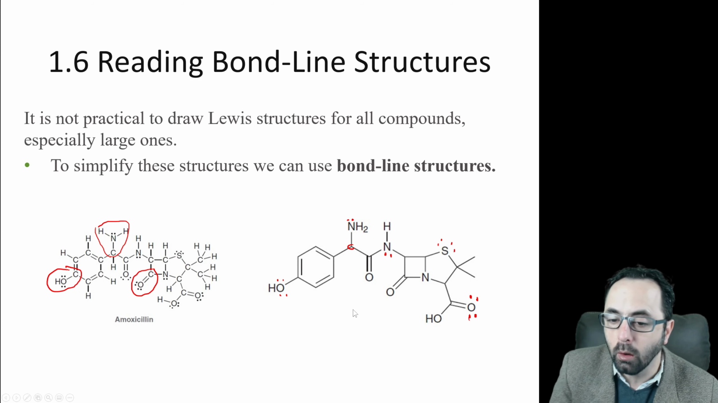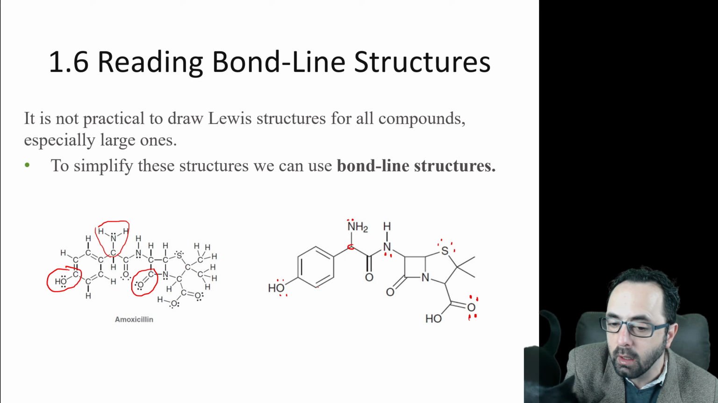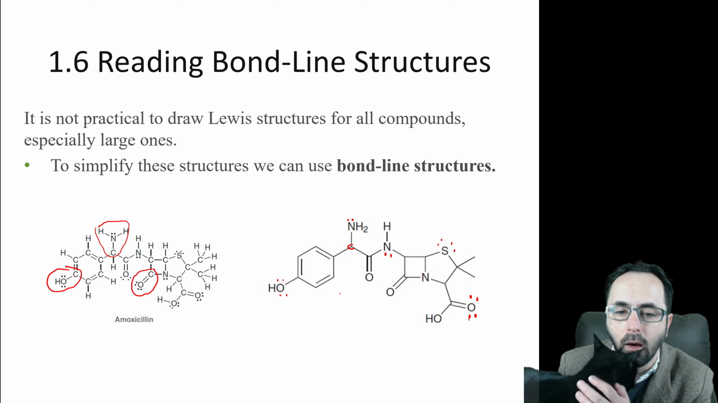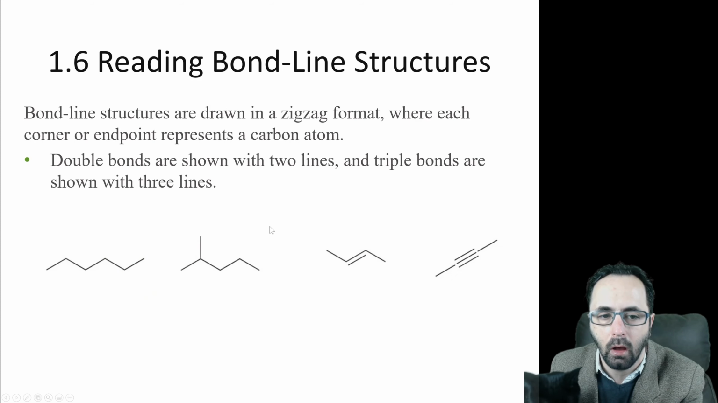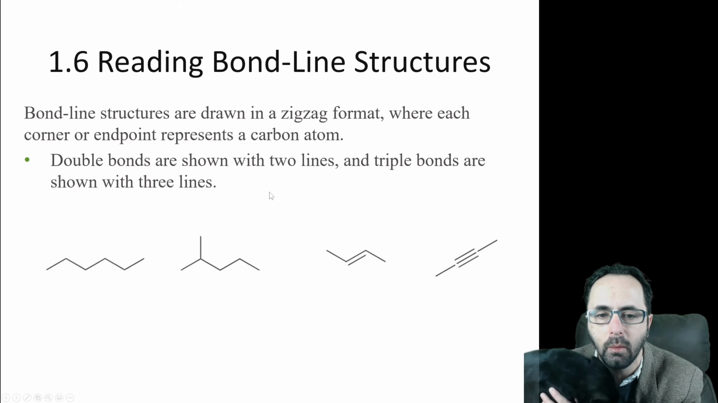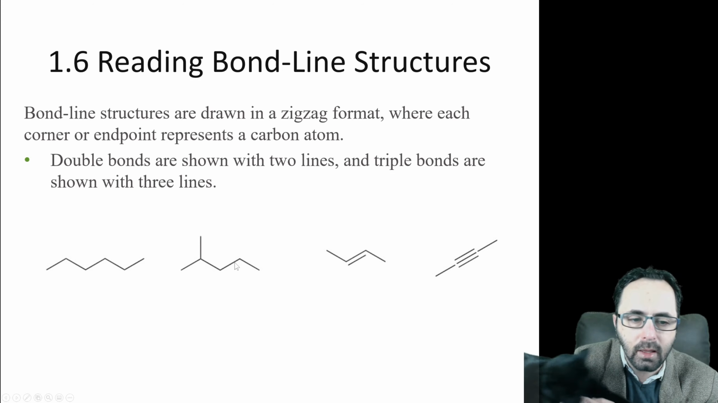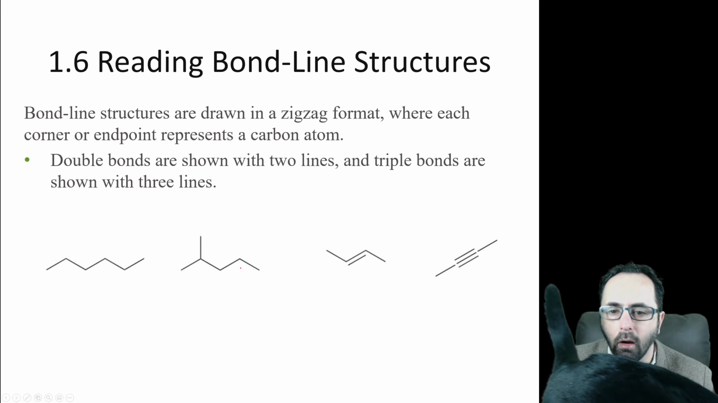For carbon, there's usually so many carbons in an organic molecule, we don't write them out. Carbon is represented in 2 ways. So I'll go to the next slide for that. So in a bond line structure, we draw them in a zigzag format, and each endpoint represents a carbon atom, and each zigzag represents a carbon atom.